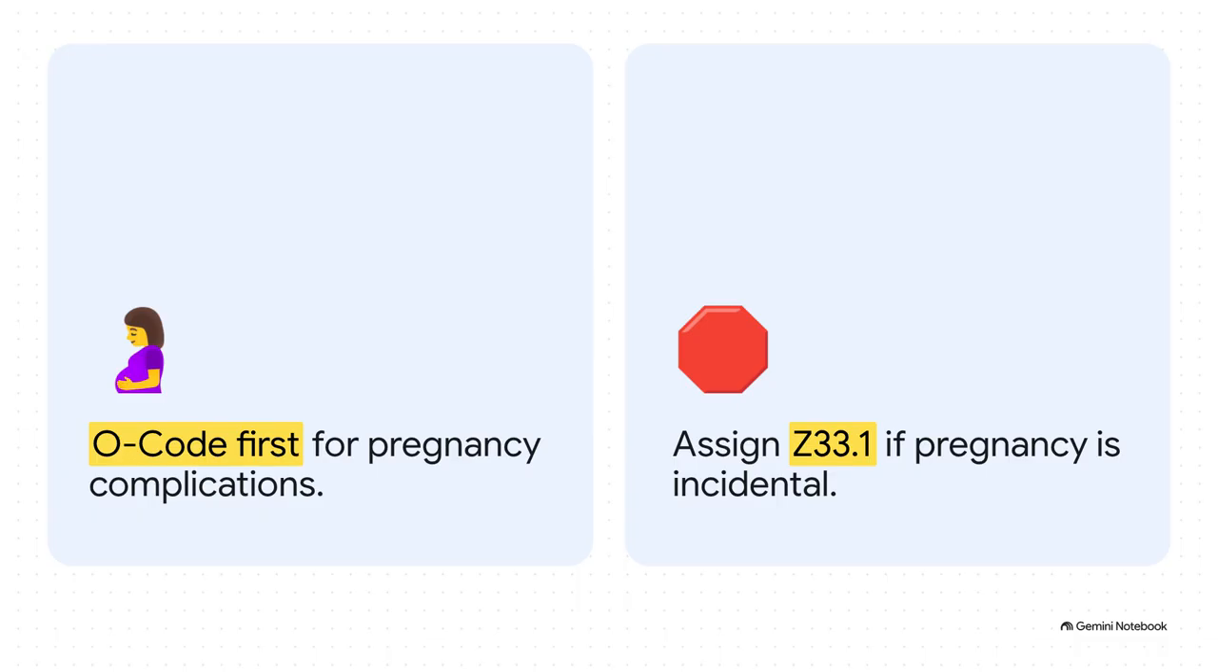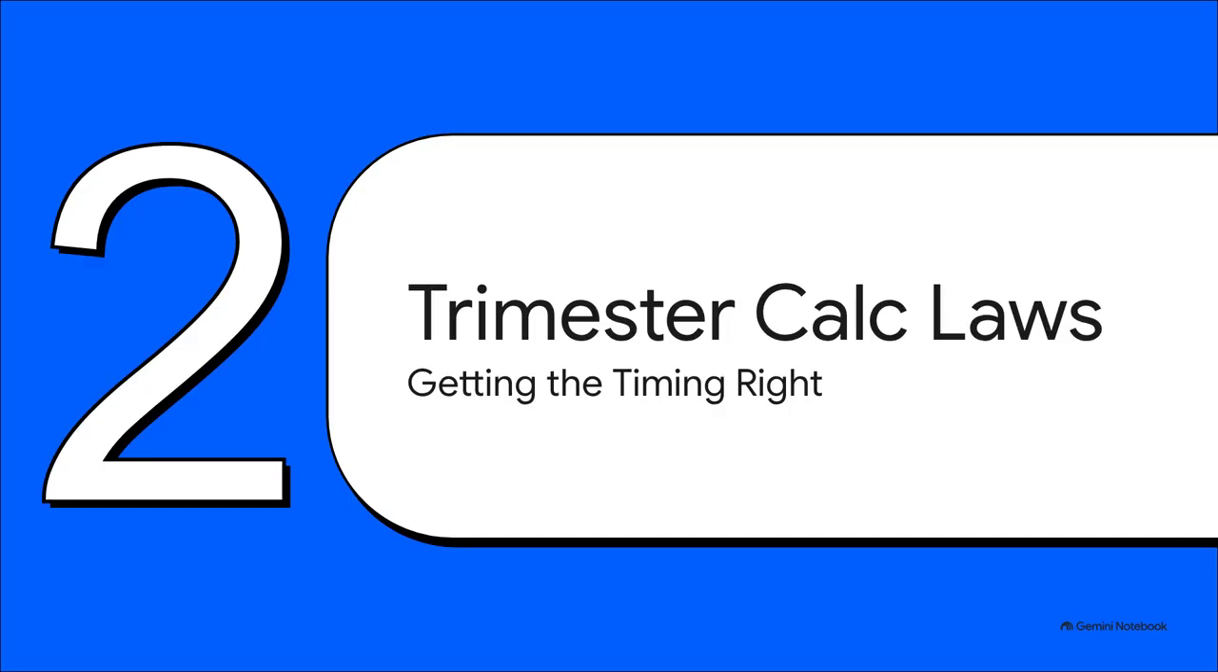If and only if the doctor explicitly documents it is not a factor, then you can assign Z33.1 for an incidental pregnant state as a secondary code. But if you don't see that specific documentation, the O code rules them all. Moving on to Section 2, Trimester Calculation Laws, Getting the Timing Right.